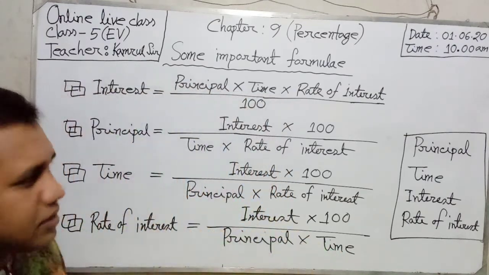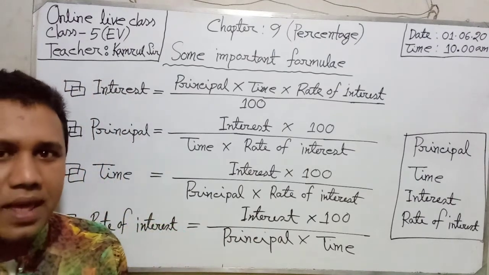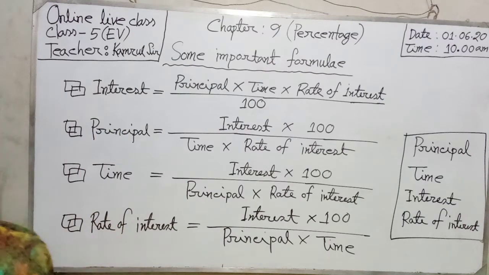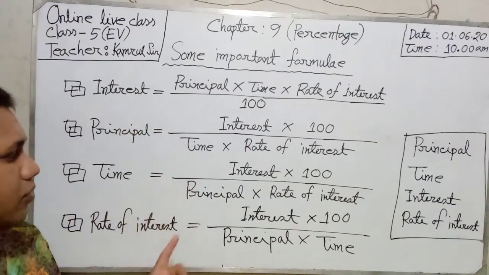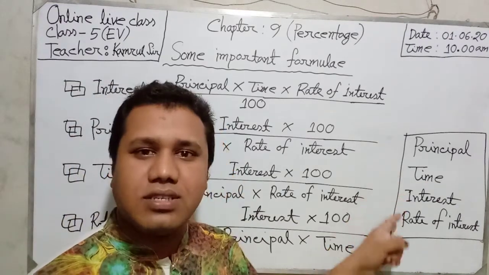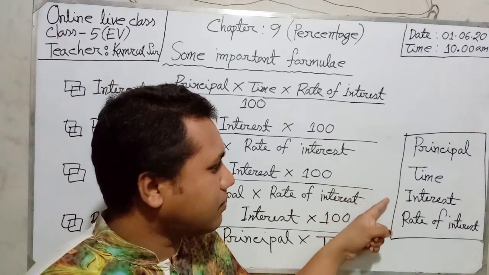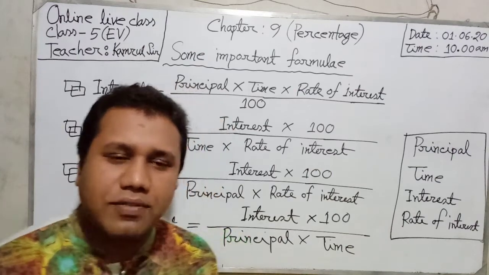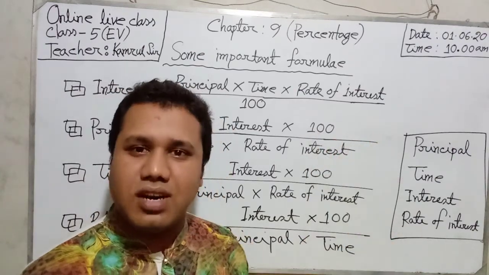Dear students, you can see that I have already written some formulas. Look, 1, 2, 3, 4. There are 4 formulas, and I have written these 4 formulas by using these terms: principal, time, interest and rate of interest. Now at first we need to discuss the meanings of these terms.